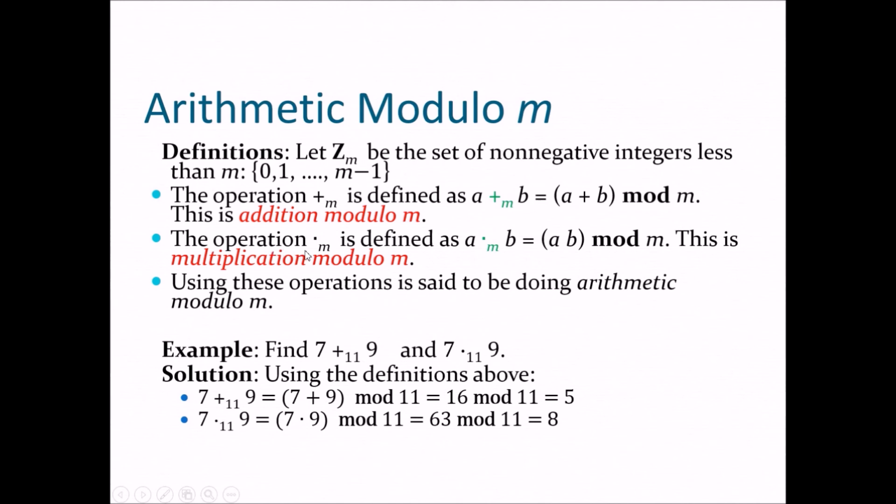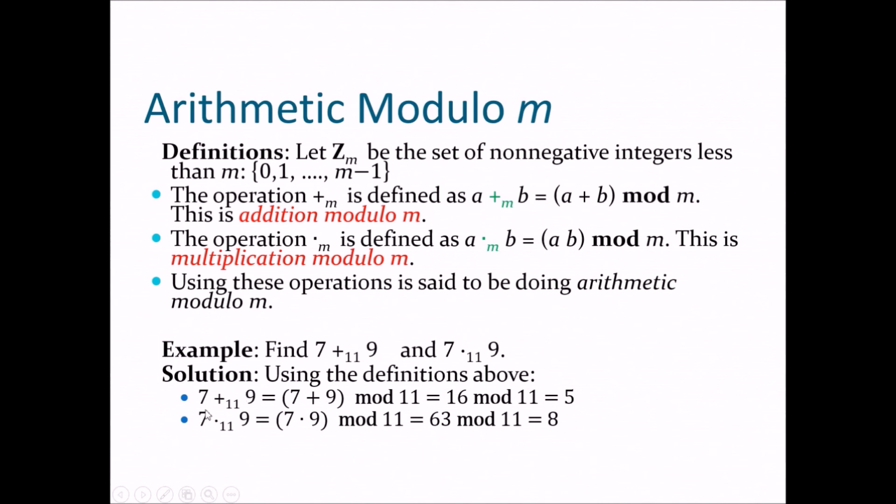The operation dot_m, that is multiplication modulo m, is defined as a dot_m b is equal to ab mod m. That is, multiply both the integers first and then divide by m, and the remainder will be the answer. This is called multiplication modulo m. So what is the value of 7 plus 9 under addition modulo 11, and what is the value of 7 multiplied by 9 under multiplication modulo 11?